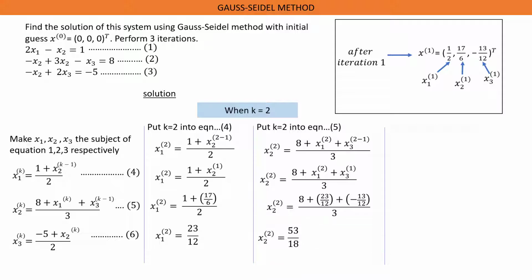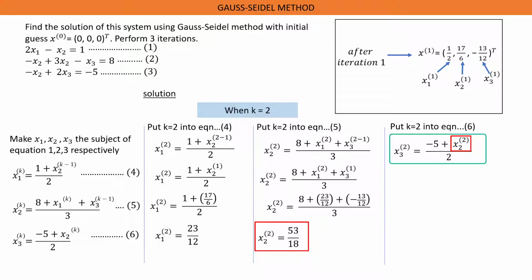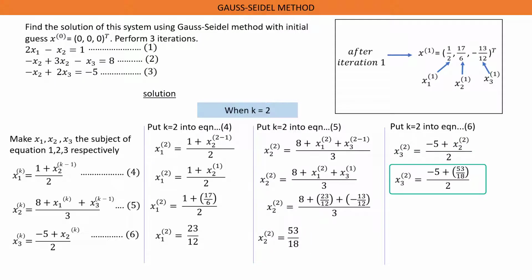Put K equals 2 into equation 6. This will give us this equation. S2 iteration 2 is already calculated, that is 53 over 18. Putting in that value will give us this equation. Solving this will give us S3 iteration 2 equals negative 37 over 36.